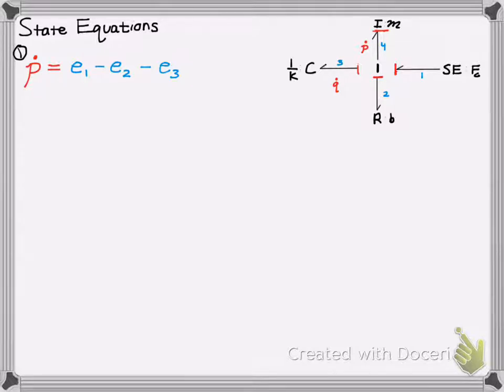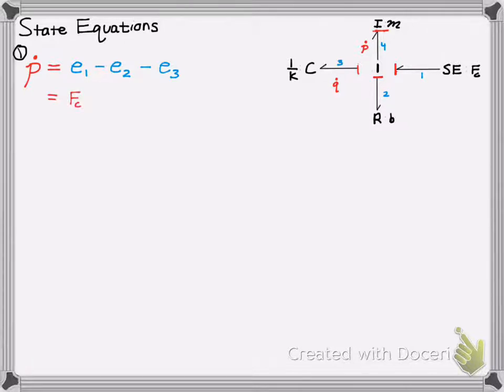Notice how for P dot, the arrow is going away from the one junction, so that means whatever comes into the one junction is positive, and whatever goes away from the one junction is negative for this case. So that means E1 is positive, and we're subtracting E2 and E3 from that. Okay, well now we can write E1, E2, and E3 in terms of their flow and effort general variables, right?